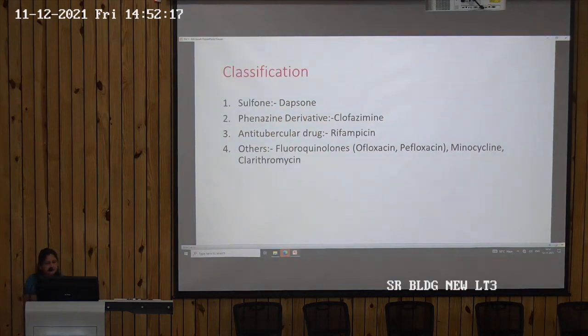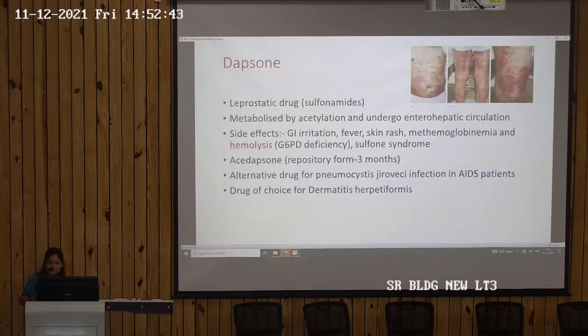This is the classification of the drugs used for leprosy. Sulfone, which is the oldest drug, that is Dapsone. The 3 main drugs are Dapsone, clofazimine and rifampicin. Okay, Dapsone, clofazimine and rifampicin, and others which are effective are fluoroquinolones, minocycline and clarithromycin. Coming to Dapsone, Dapsone is a leprostatic drug.